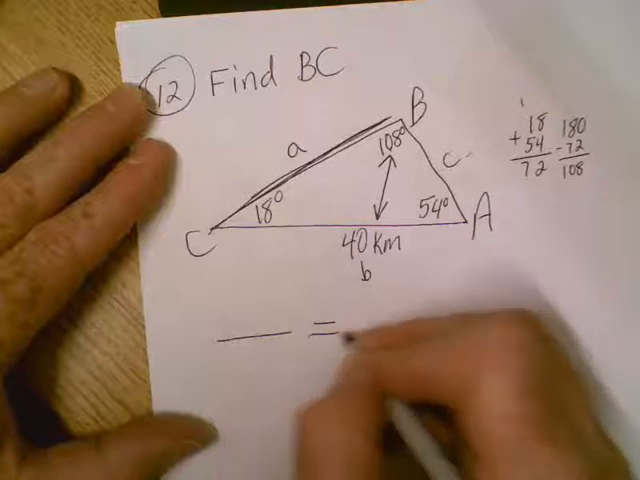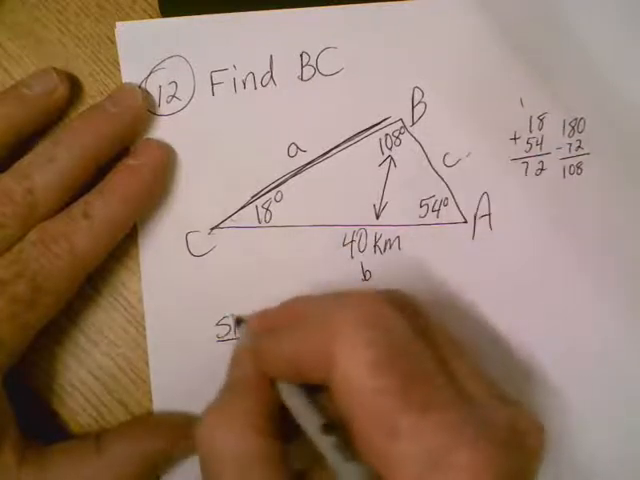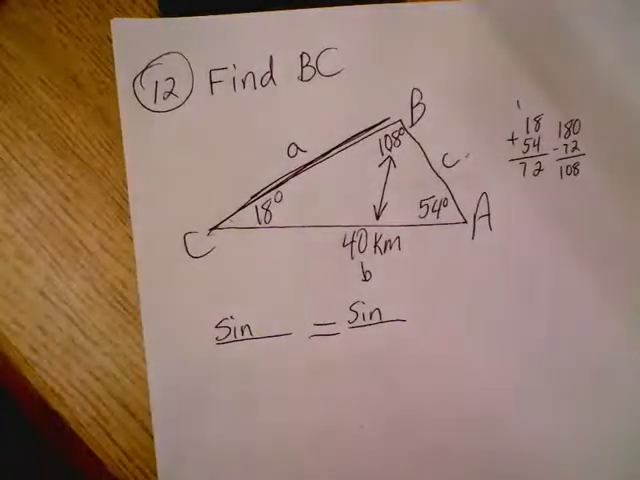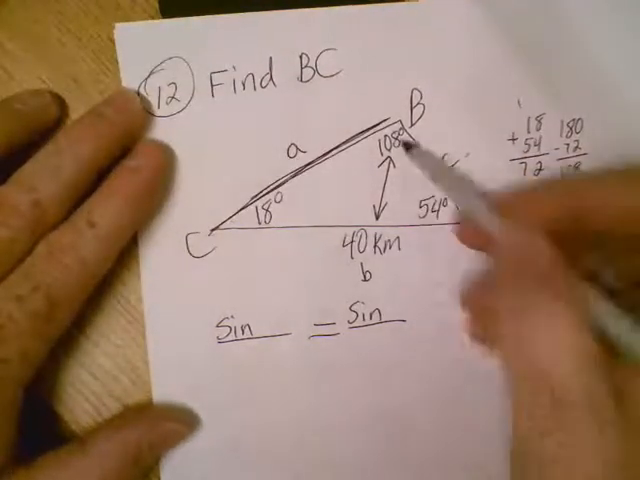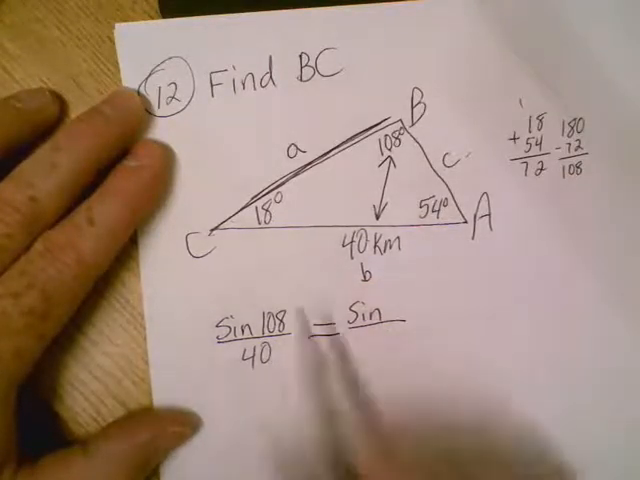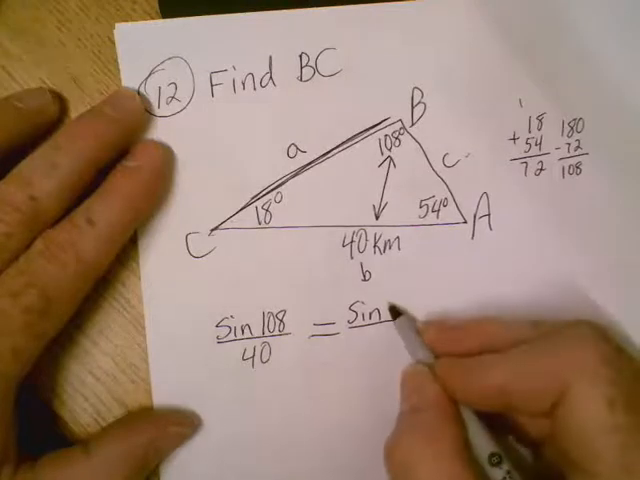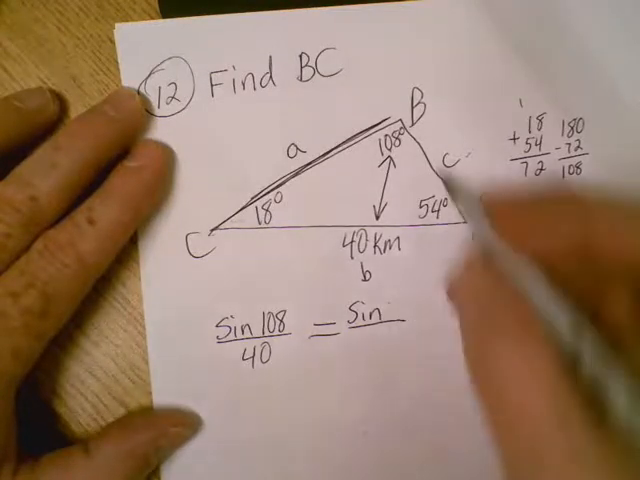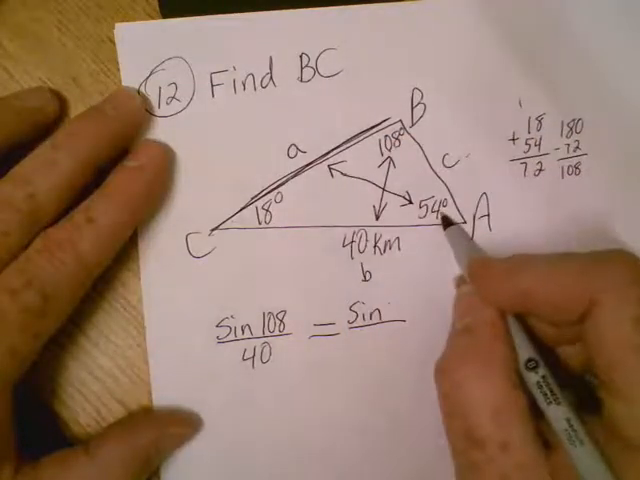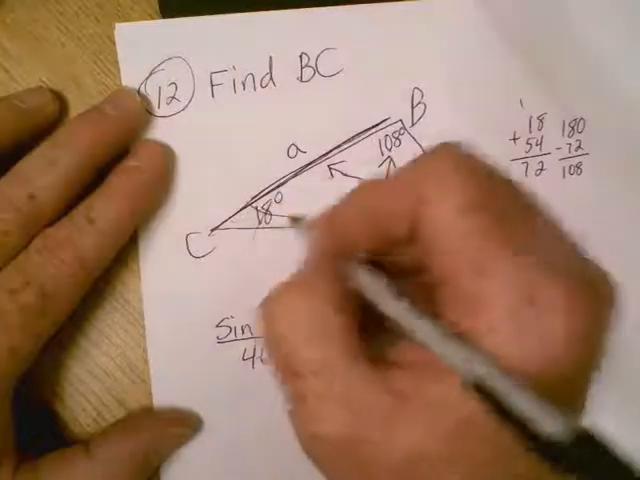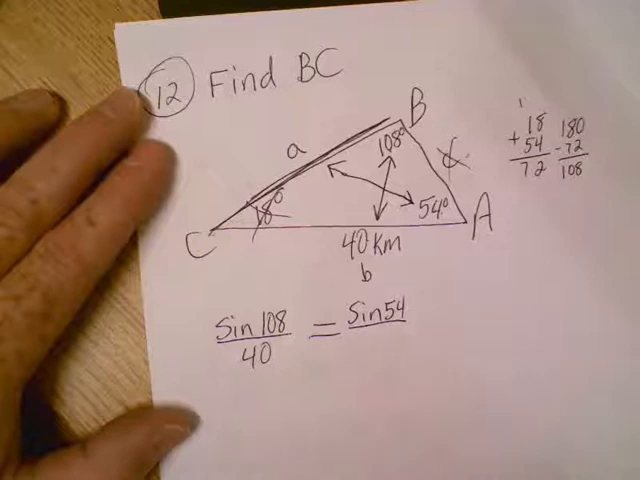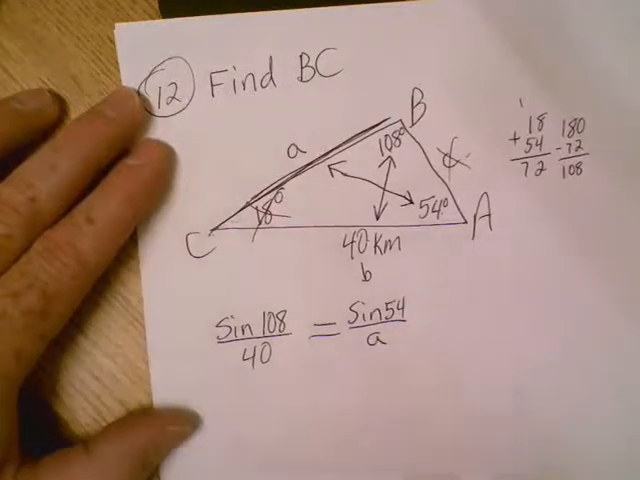So when I go to set up my proportion, sine, sine, here's where you got to be sort of careful. We want to make sure that we have the ones that match up. So 108 and the 40. Then we know the other two angles, but we got to decide which one we actually want to use. Well, we're trying to find little a, so we want the one that it matches up to, which is 54. So we really don't care about this 18, and we really don't care about little c there. And then little a goes on bottom there.